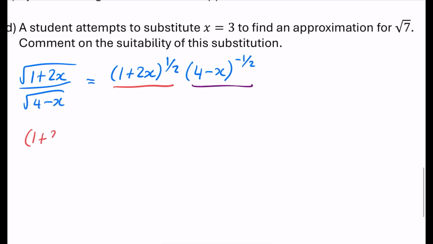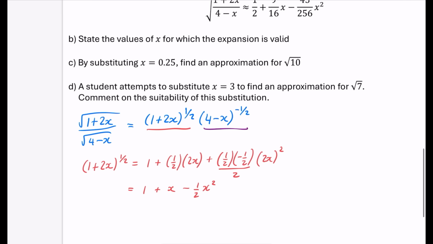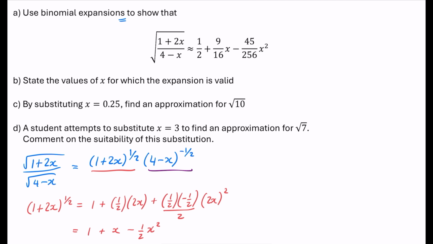So for the red part, I have my 1 plus 2x to the power of a half. It's already got the 1 at the beginning, so I can go straight in with the formula, and it's going to be 1 plus n multiplied by x plus n minus 1, that's minus a half, divided by 2 multiplied by the x part all squared. So it's going to be a 1 plus x. It is going to be a negative for this part. So I'm just going to do the quick bits of expansion. That's a half times by a half divided by 2 times it by a 2 squared. And we get minus a half x squared. Now, obviously, I'm going to stop at x squared because I'm only trying to show it up to the x squared part that we've got here.